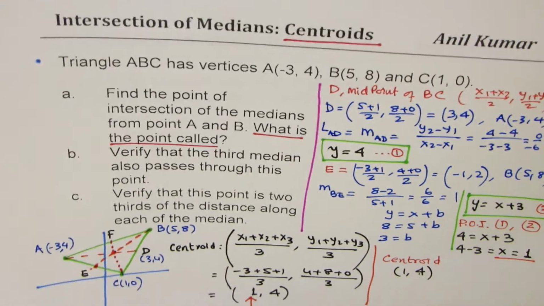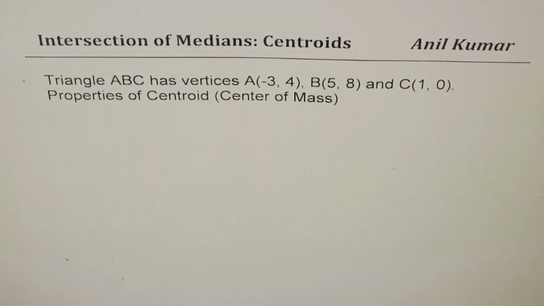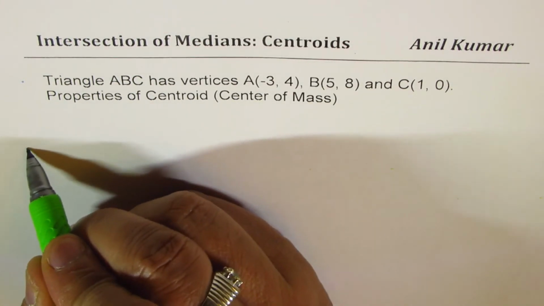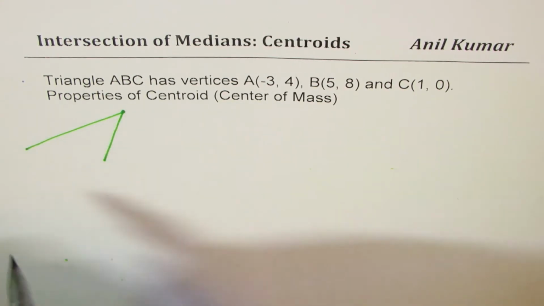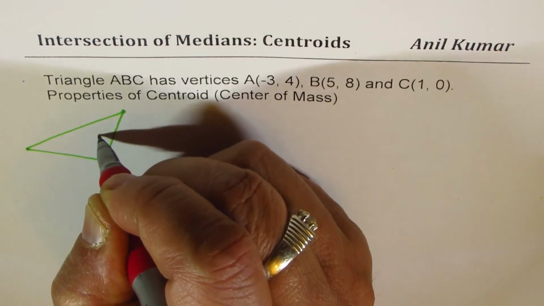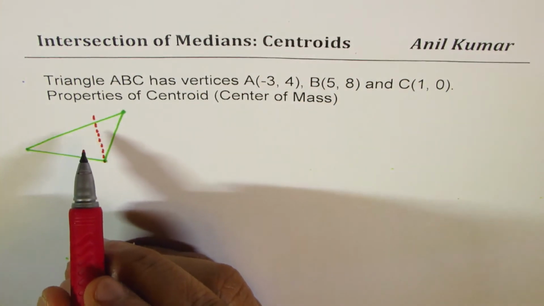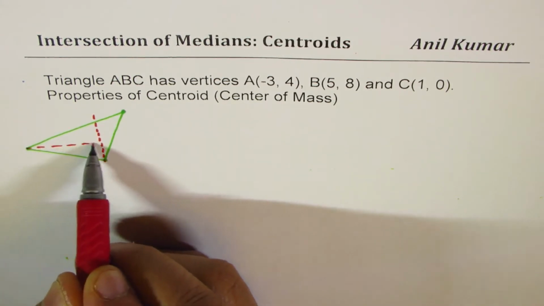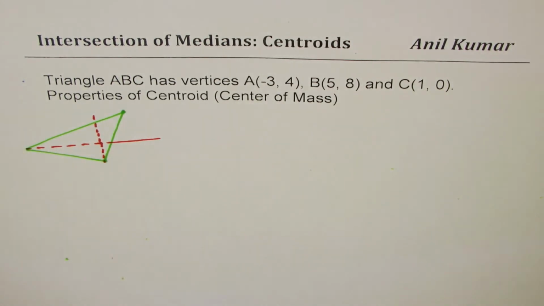So what we have here is, let me again sketch the triangle. So we have a triangle, something like this. And what we figured out is that is how the median is, right? So that is the point of intersection.